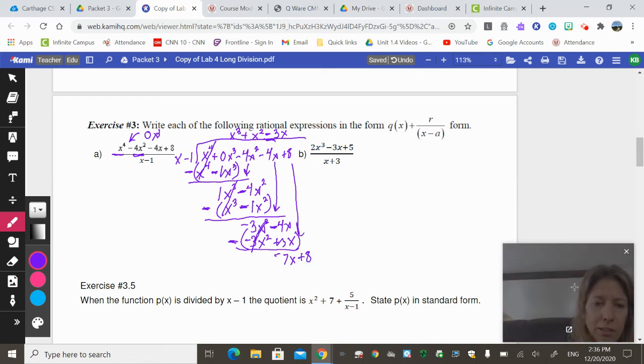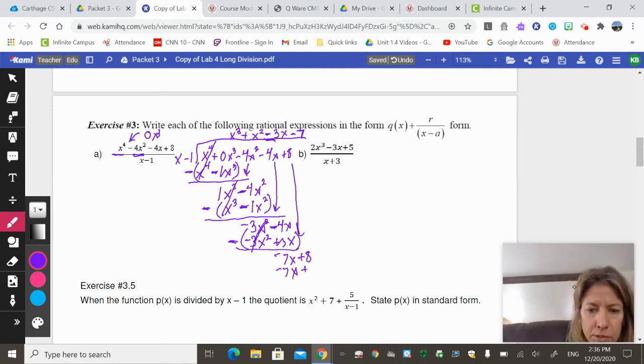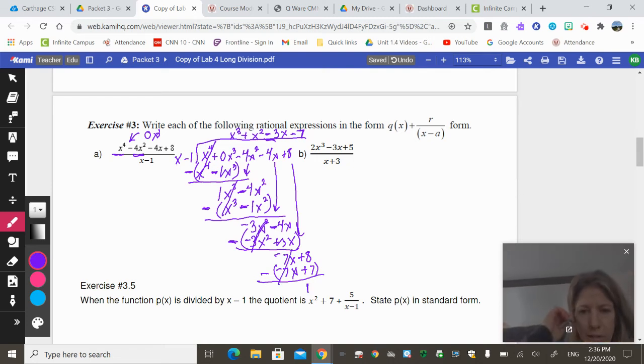Again, I look at what term times x is negative 7x. In this case, it's going to be a negative 7. Negative 7 times x is negative 7x, and negative 7 times a negative 1 is a plus 7. And then I'm going to subtract. And 8 minus 7 is 1.